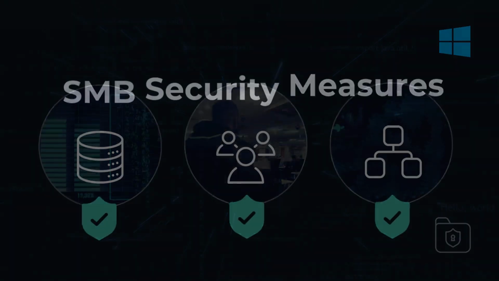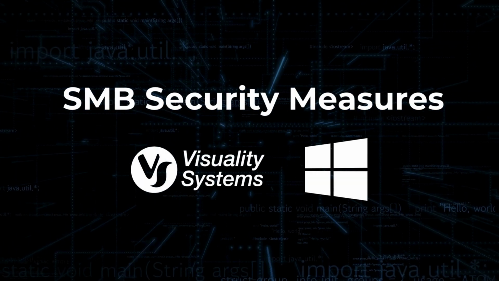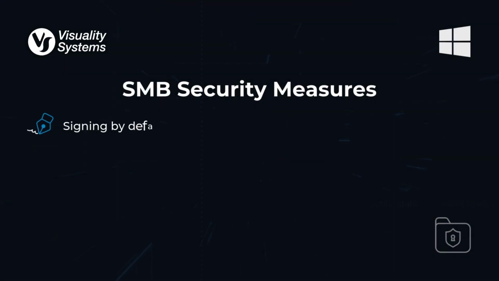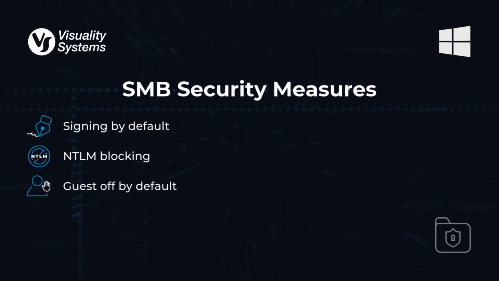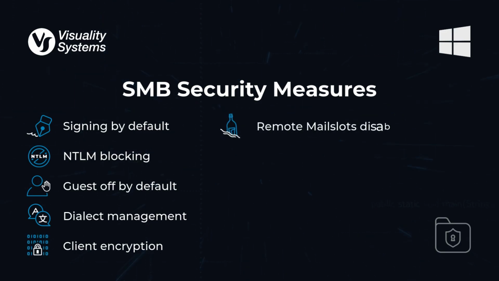The security measures introduced by Microsoft, all supported by Visuality Systems' SMB protocol software libraries, include SMB signing required by default, SMB NTLM blocking. Insecure guest authentication is now off by default in Windows Pro editions. SMB dialect management, SMB client encryption mandate, deprecation and disabling of remote mailslots.